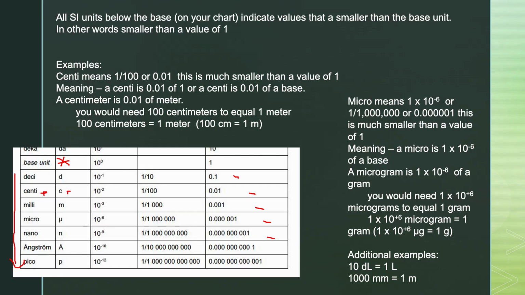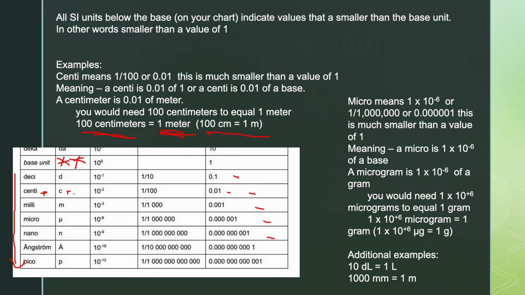Centi, which is C, is 100th, 0.01. That's 100th of a whole. My whole would be my 1. So if I had, go up here to our example, 100 centimeters would equal a meter. So here's my base unit, 1 meter. How many of these little centis do I need to equal that base unit? Well, centi means 100th, so I need 100 centimeters to equal my 1 meter. And this is just abbreviated, 100 centimeters equals 1 meter.